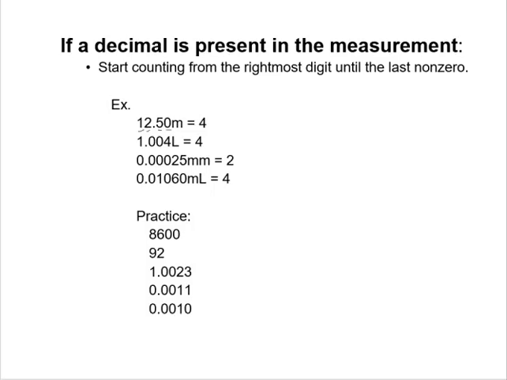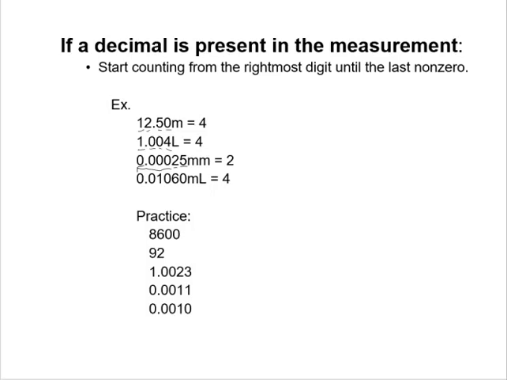Now let's look at the second example, 1.004. Those zeros are in between a significant figure, the 1 and the 4, so they would also be significant. So again, you would have 4 significant figures, the 4, the 0, the 0, and the 1 would all be significant. The next example, 0.00025. You would only have 2 significant figures. If you start counting from the right, the 5 would be significant, the 2 would be significant, all the rest of these zeros would be insignificant.